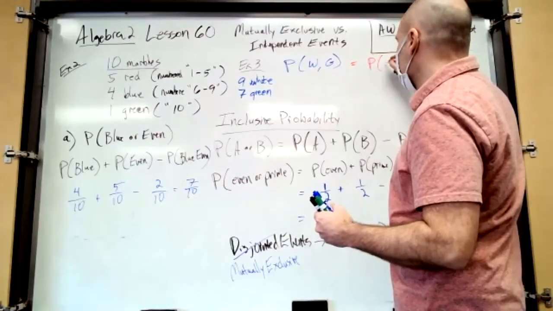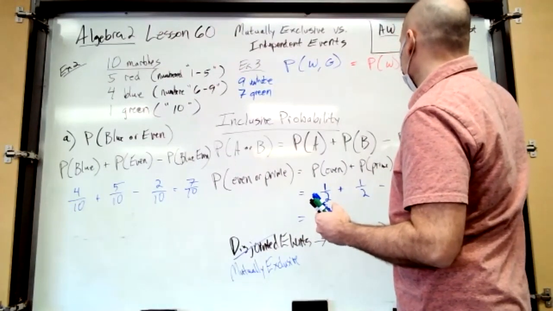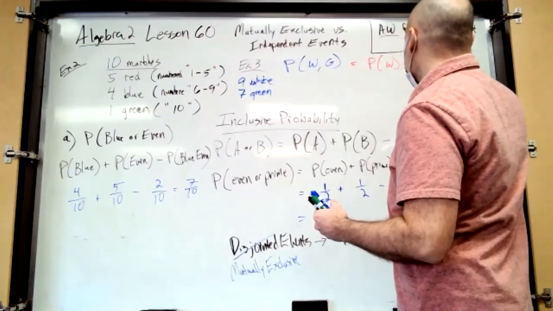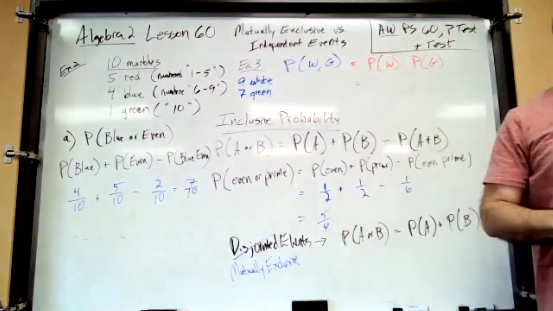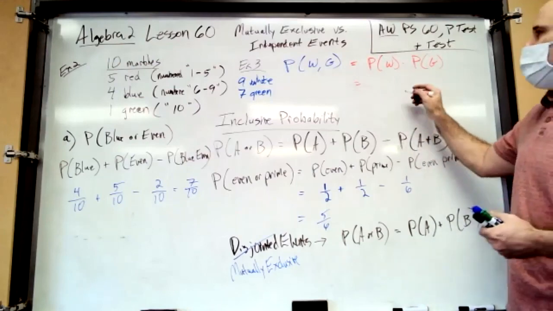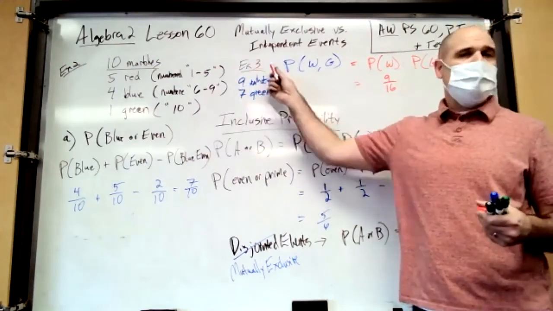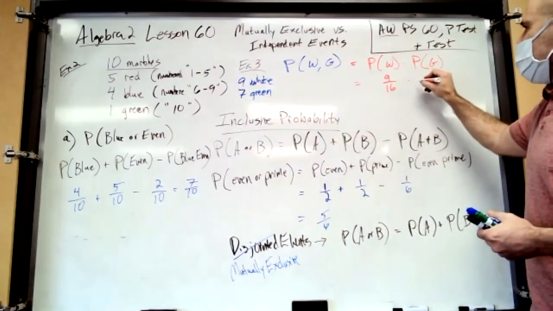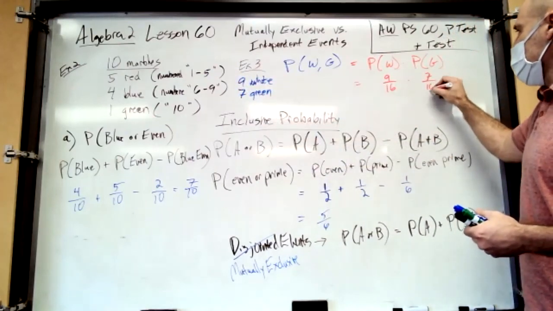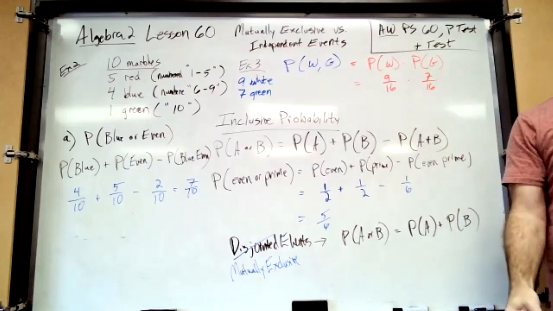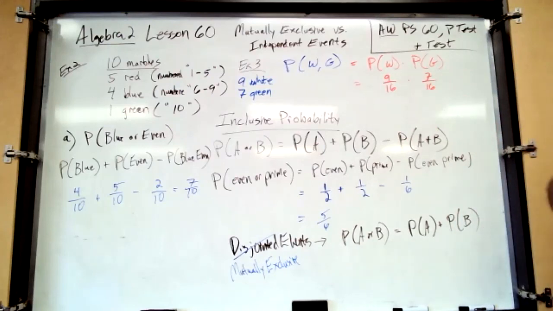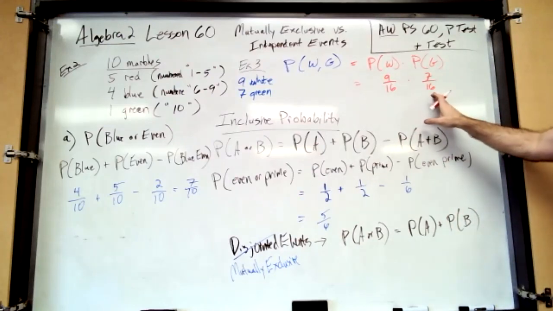Well, you just multiply them together, right? Because they're independent events. What's the probability of drawing a white marble? 9 out of 16. Do you see where I got 16? Yes, because total marbles. Times 7 out of 16, right? Because you're replacing the marble. So after you take it out, you put it back in. Now there's still 16 left in there.